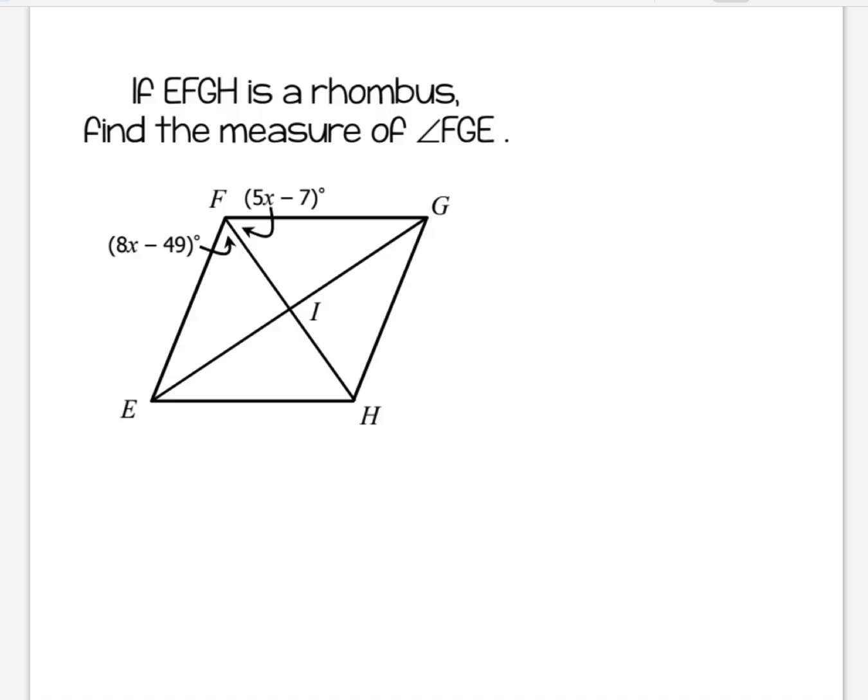If EFGH is a rhombus, find the measure of angle FGE. So this is the unknown. We need to find this angle here. It is missing. Now, since we can't find this missing angle unless we find the value of x, we need to find the value of x first, and to find the value of x is to use the given.